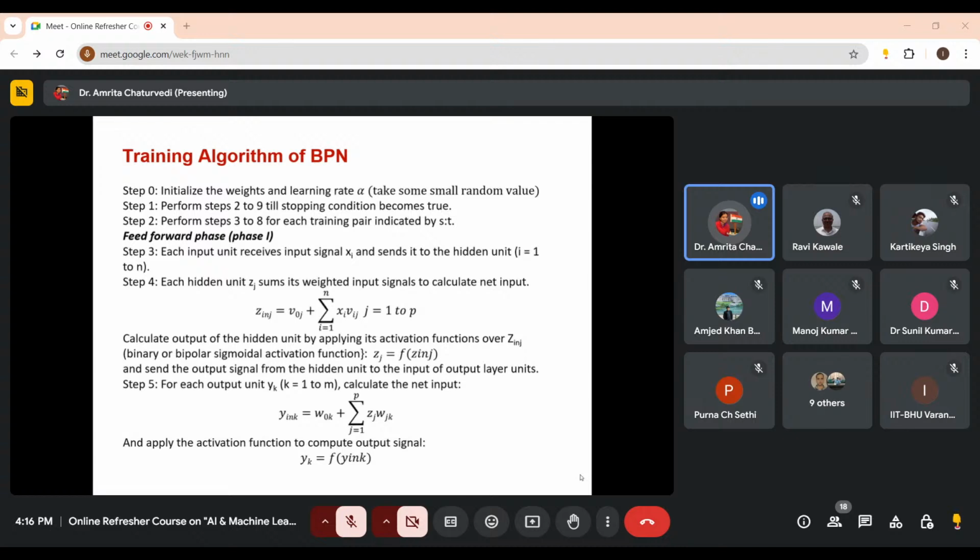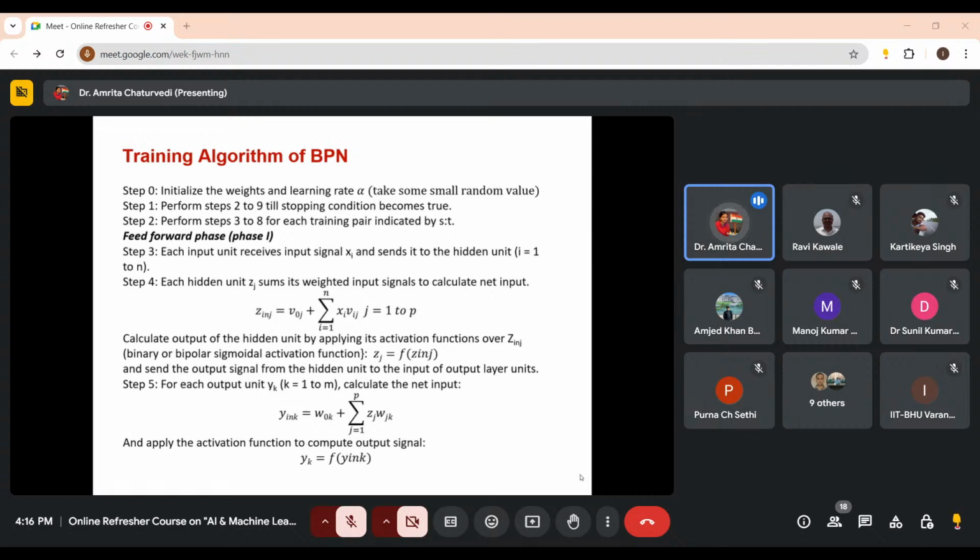Now let us see the training algorithm of this backpropagation network. I told you that the training happens in 3 phases: feed forward phase, error calculation phase, and updation of weights. So first of all, we will initialize the weights to any random values and take any learning rate, some optimal value you can choose. Then you perform steps 2 to 9 till the stopping condition becomes true, and steps 3 to 8 for each training pair indicated by S:T. S is your input vector, T is your target vector, that is the label.